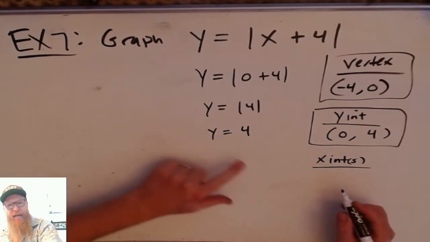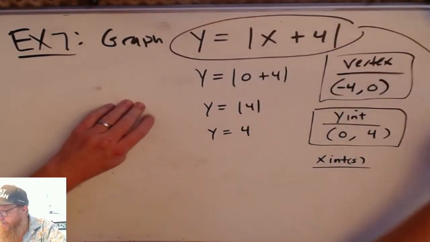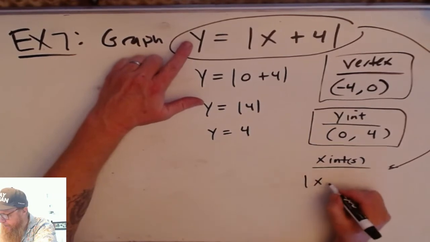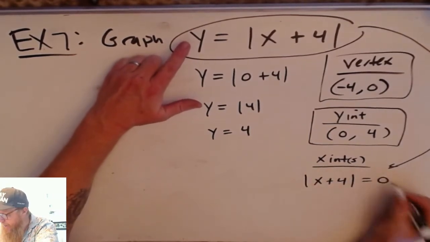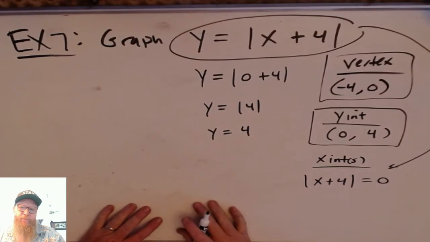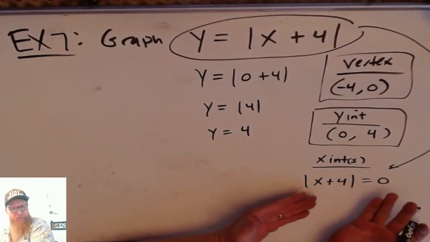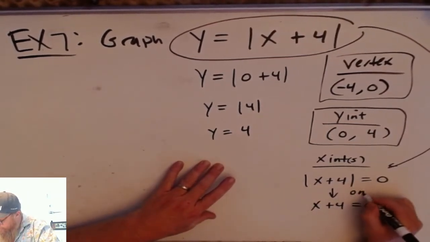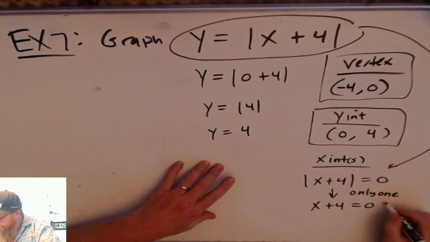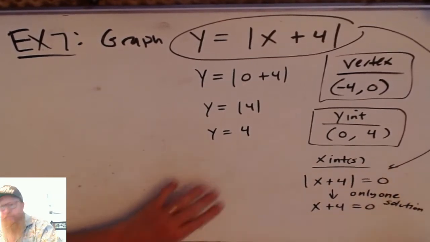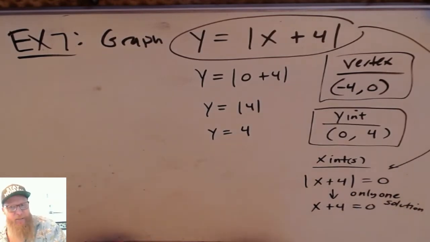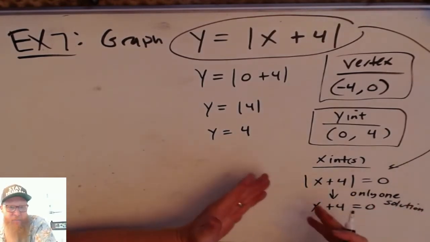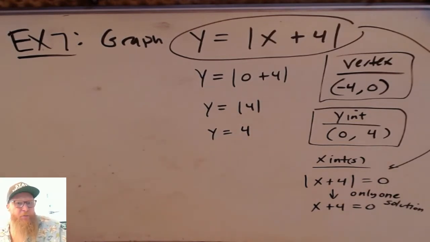So how do we do the x-intercepts? We go back to the original equation, and you set y equal to 0. I like to put my 0 on the right-hand side. It just looks a little cleaner. Oh, look, 0. There's only one 0. So there's only one solution because it's 0. If it was equal to 5 or 6 or 12, there'd be 2 solutions. But if it's equal to 0, there's only one solution.